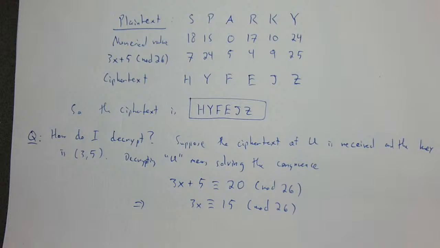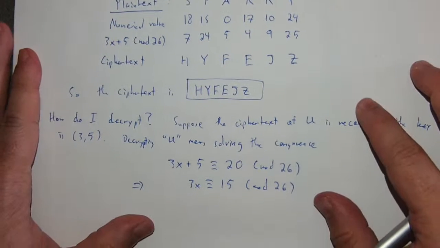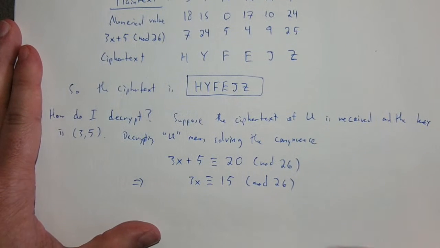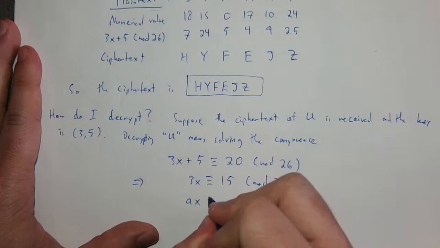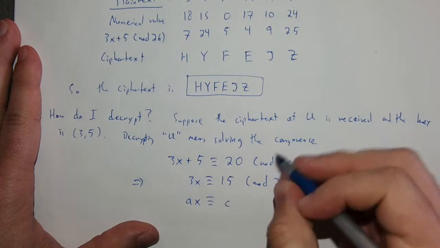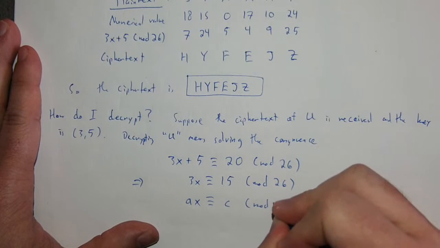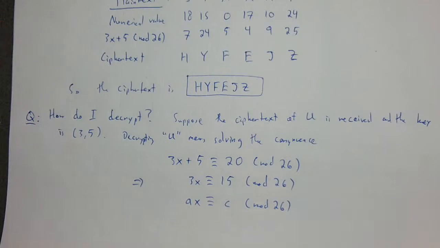Now, you can imagine that here I've used A and B for my key, so I don't want to refer to it as A and B because I've subtracted B here. But in general, of course, I have an expression here: AX is congruent to something, I'll call it C mod 26. So if I wasn't using the specific numbers of 3 and 5 here, this expression would always end up being AX is congruent to some C mod 26.